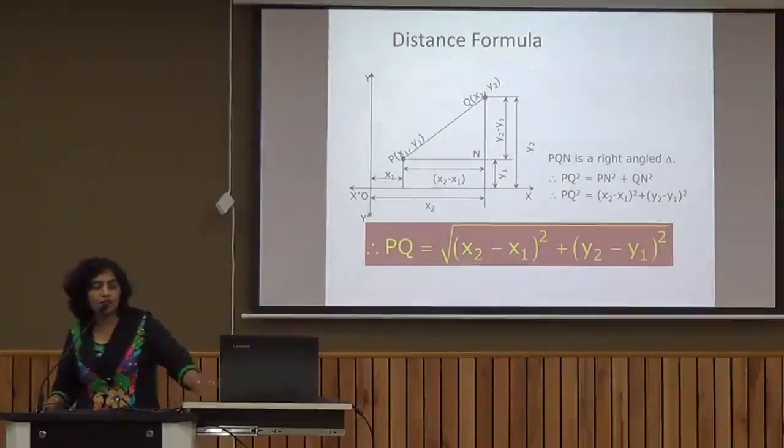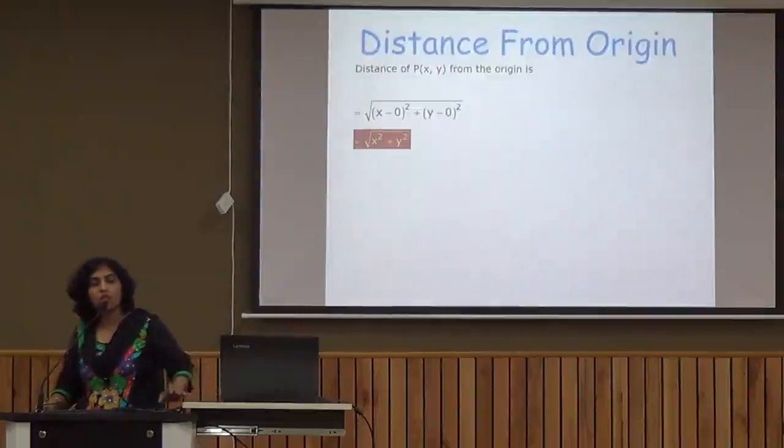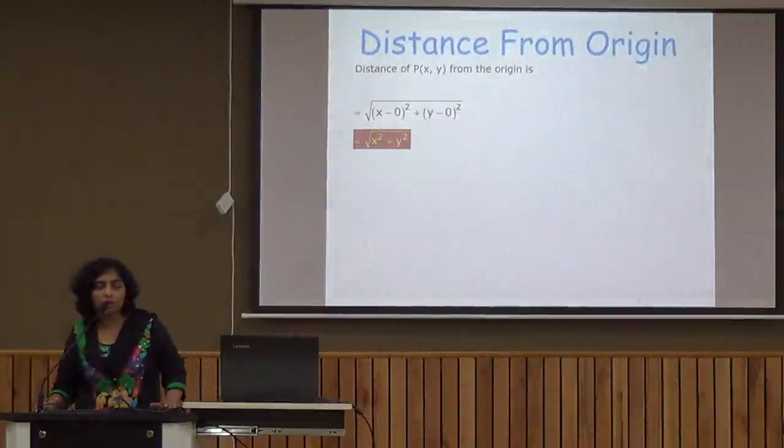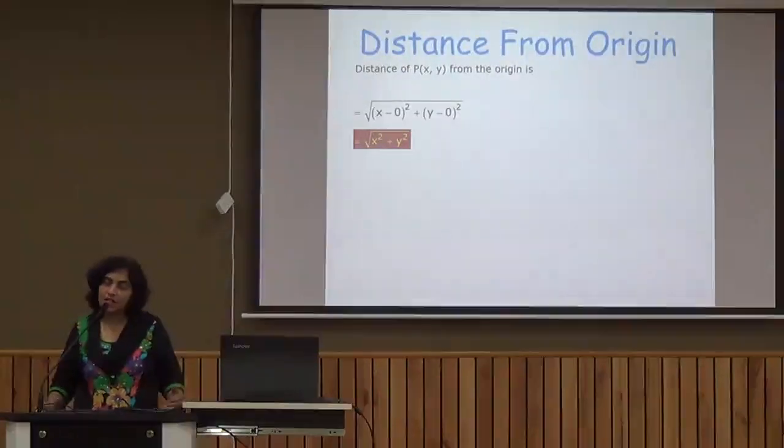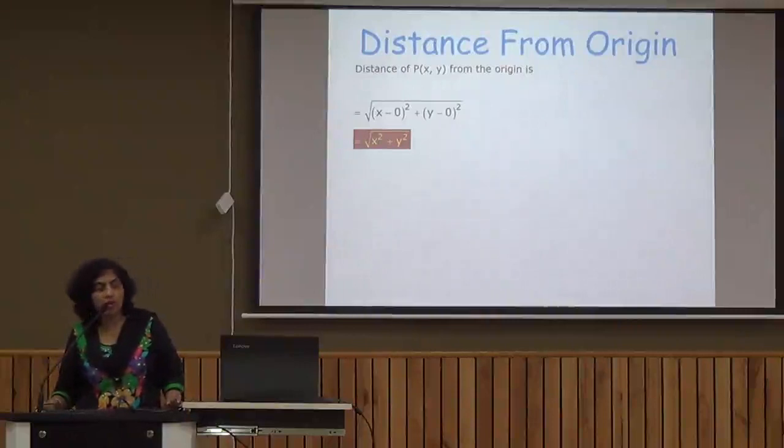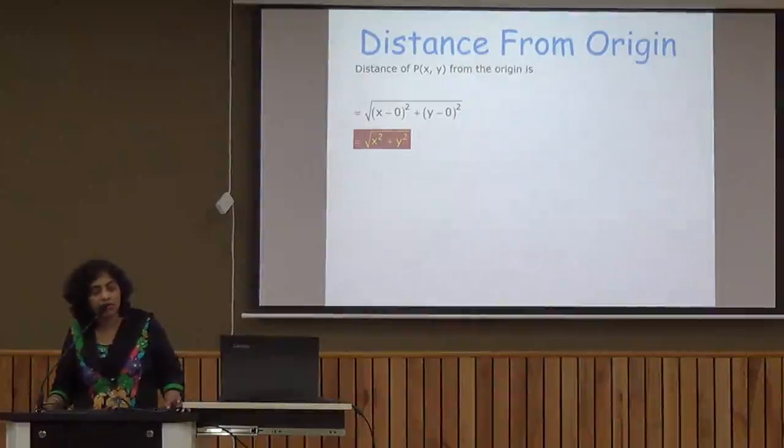Now let's see how to measure the distance of a point from the origin. One point can be taken as x, y and the coordinates of the origin are 0, 0. Hence we get (x minus 0) square plus (y minus 0) whole square. Its whole under root gives us under root of x square plus y square.